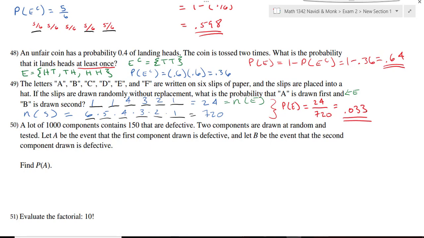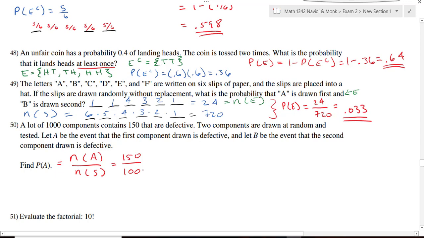Number 50. A lot of 1,000 components contains 150 that are defective. 2 components are drawn at random and tested. Let A be the event that the first component drawn is defective, and B be the event that the second component drawn is defective. Find the probability of A. So if I'm drawing 2 components, what's the probability that the first one's defective? This is just going to be equal to the number of defective items divided by the number of elements in my sample space. There's 150 defective items out of 1,000 items, and that's going to be 0.15.